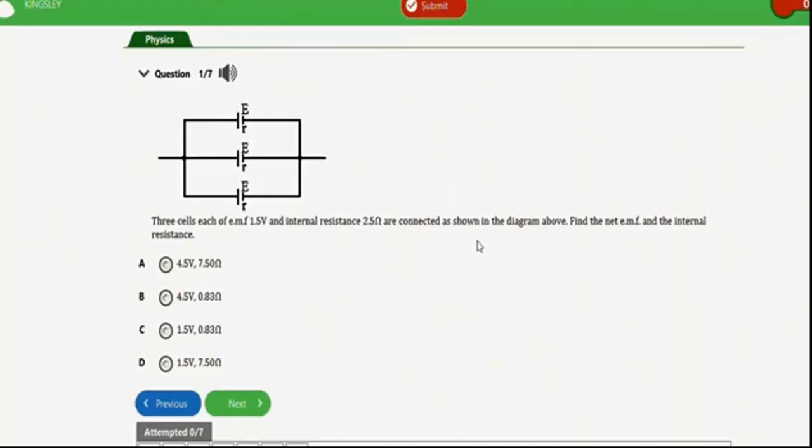The first question says 3 cells each of EMF 1.5 volt and internal resistance 2.5 ohm are connected as shown in the diagram above. Find the net EMF and the internal resistance.